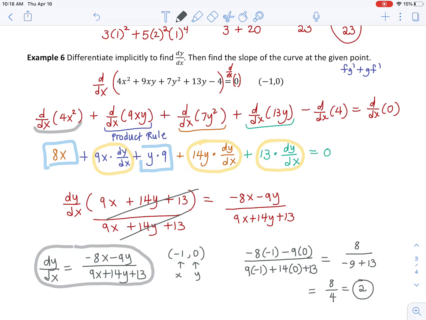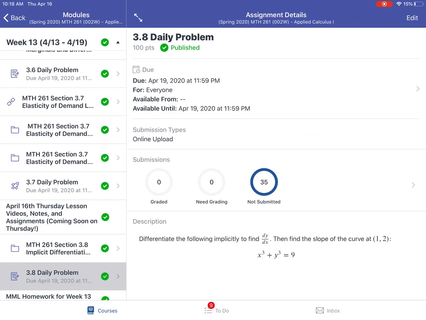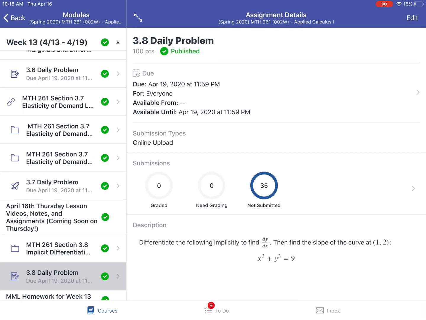The first 3 were focusing on just finding dy/dx implicitly. The last 3 were just fun stuff. We just had to plug in the x and y to find the slope of the tangent line.